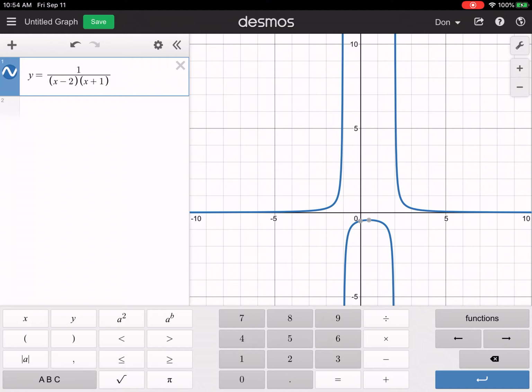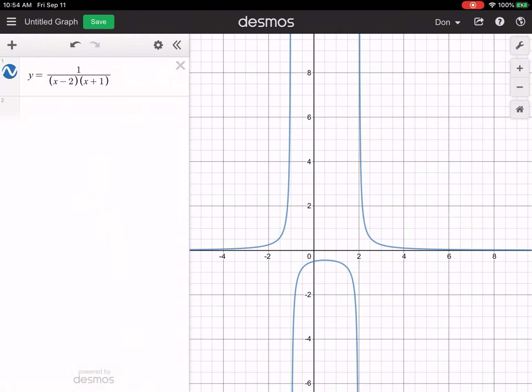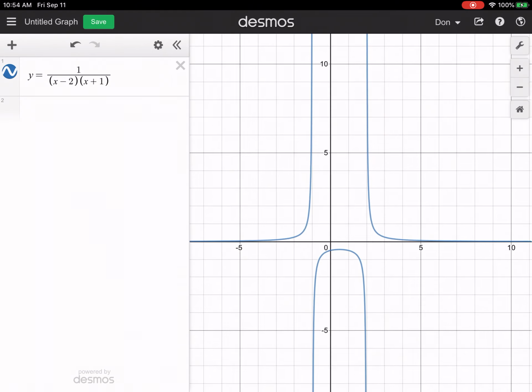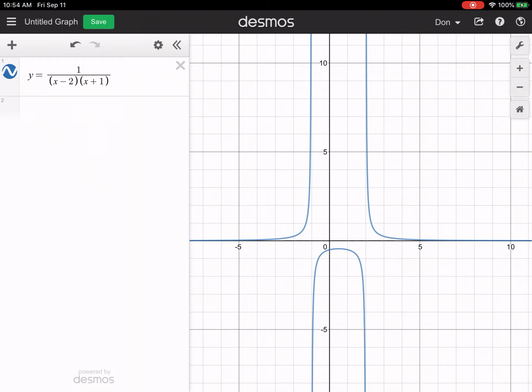All right, so we just stick that in here, and oh, look at this graph. That's kind of interesting, right? It does have some asymptotes. Let's start with the easiest one, the one that's familiar to us. It's got a horizontal asymptote again. It has two vertical asymptotes. And the vertical asymptotes appear to be at -1 and +2.